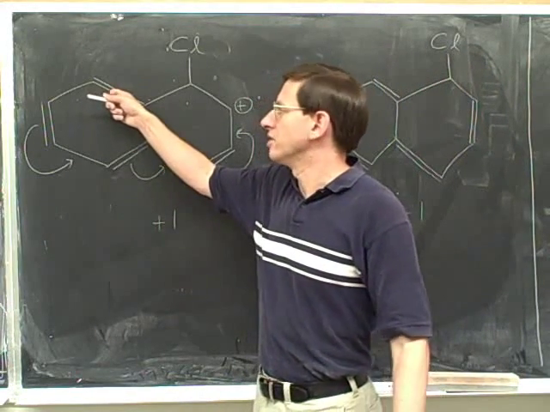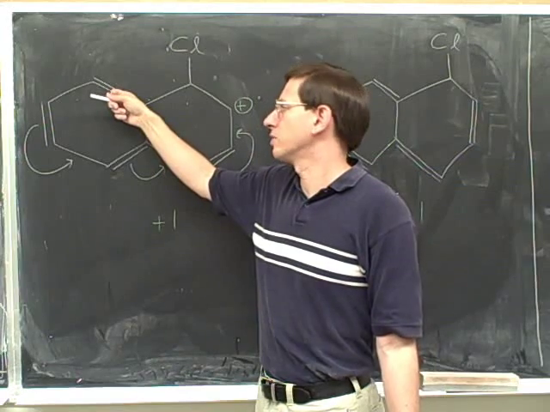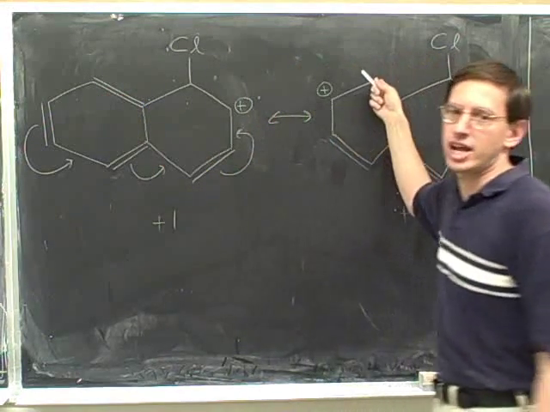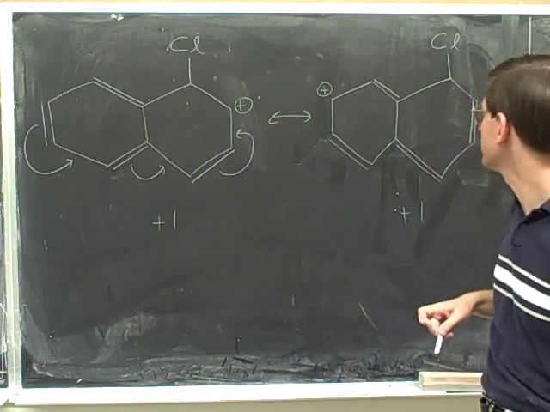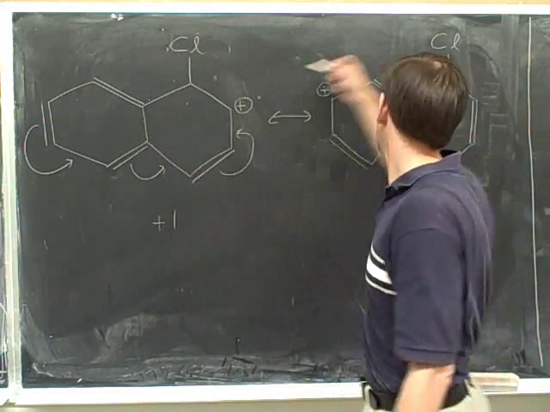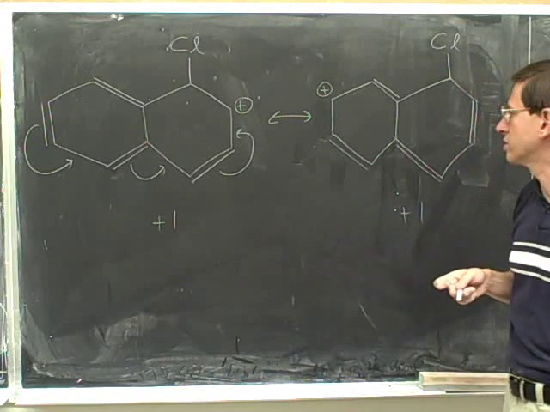Notice that this pi bond had no arrows coming from it and no arrows going to it. So it's totally unchanged. We only make the changes that are forced by the electron pushing arrows. And similarly, this chlorine didn't play any role in going from one resonance structure to another.